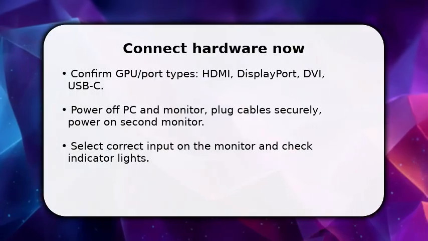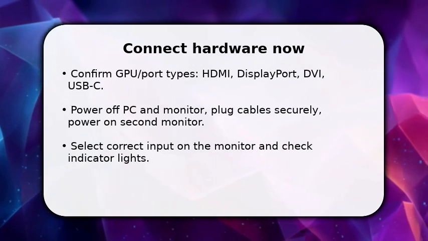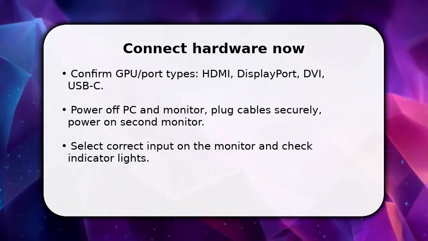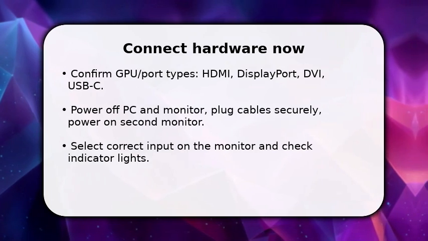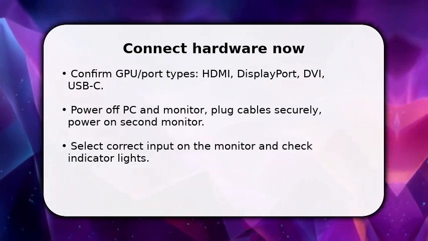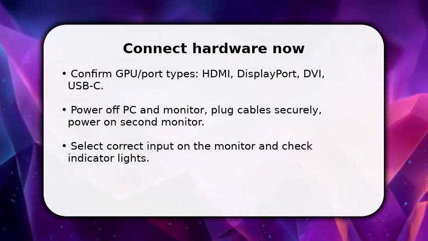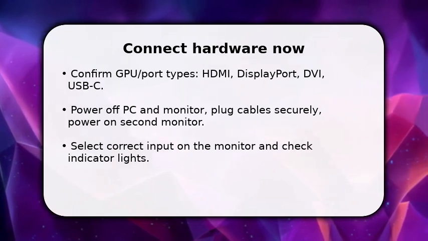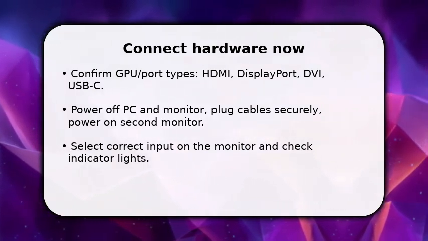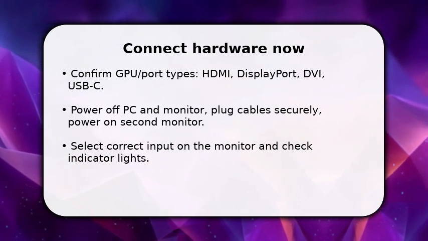You start by verifying the physical match between ports and cables. Adapters work, but choose active ones for DisplayPort to HDMI. Once done, shut down or sleep the computer, attach the second monitor cable to the available port, and plug in power. Make sure the monitor is set to the correct input source using its buttons.